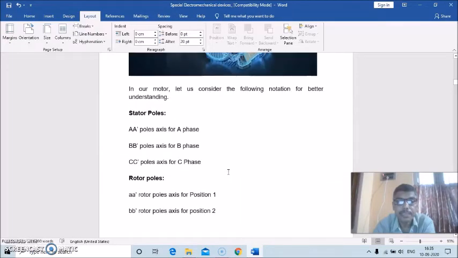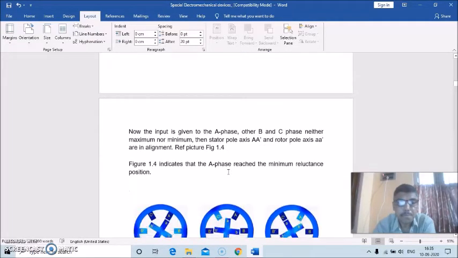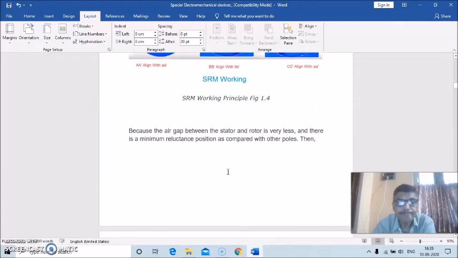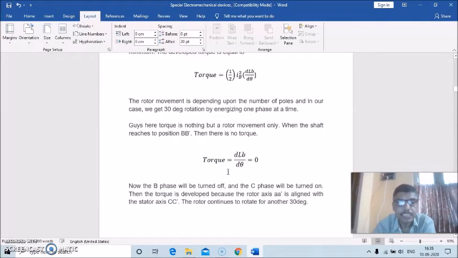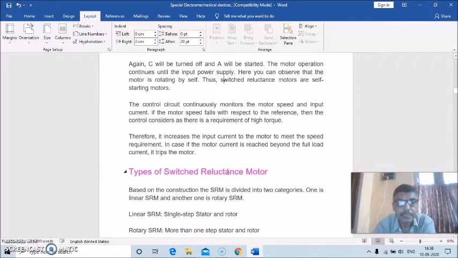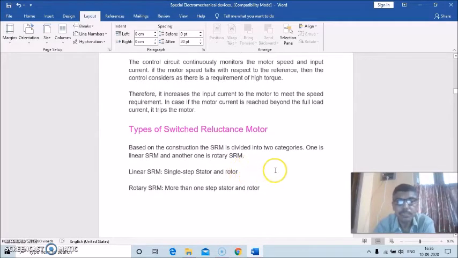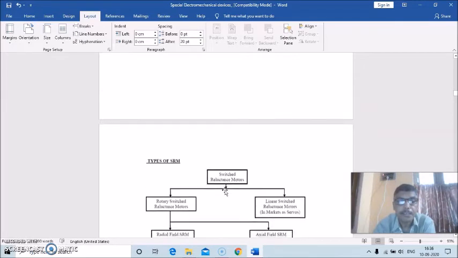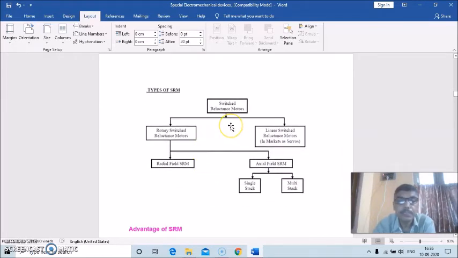Okay, so now we'll talk about the types of switched reluctance motor. Based on the construction, the switched reluctance motor is divided into two categories. One is linear SRM and another is rotary SRM. Linear SRM is single step stator and rotor, and rotary SRM is more than one step stator and rotor. Okay, so these are the types of SRM.